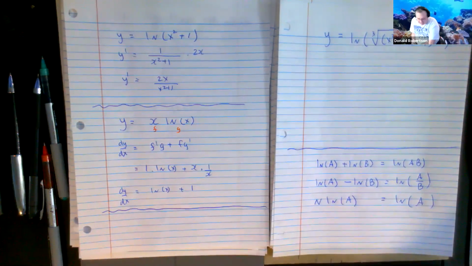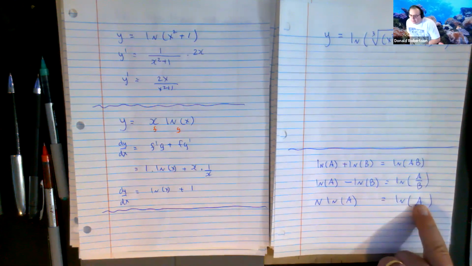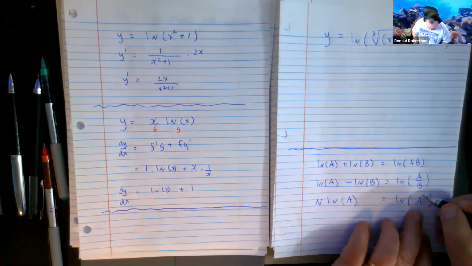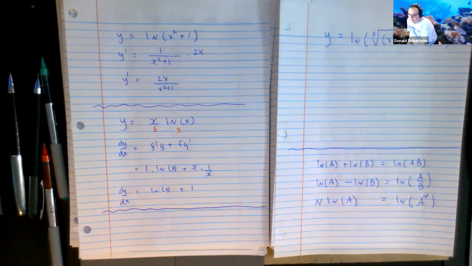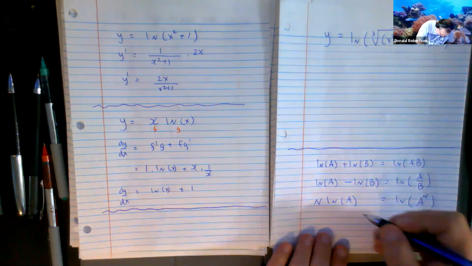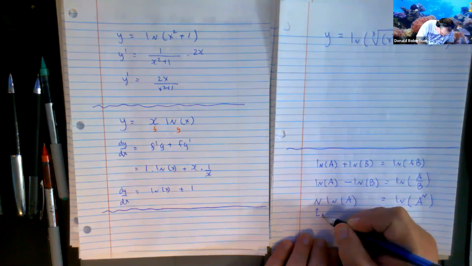What's n times log of A? What does that one become? Last chance, anybody? Like 3 log A gets you this and 2 log A gets you that kind of thing. Right, n times log A gets you the log of A to the power of n. This one is the one that's going to help me with that. n can be anything, including a fraction.